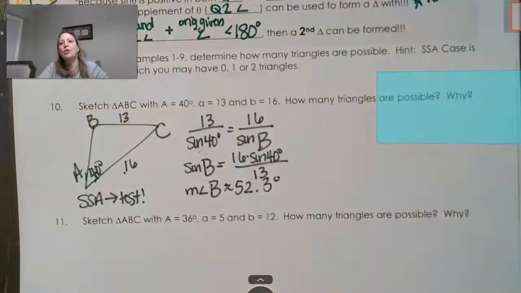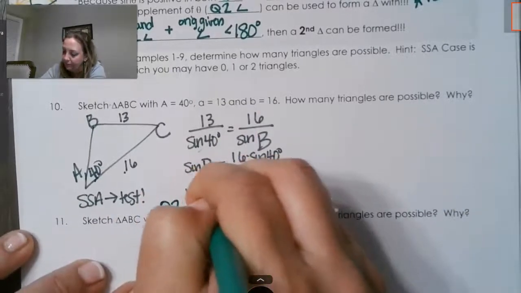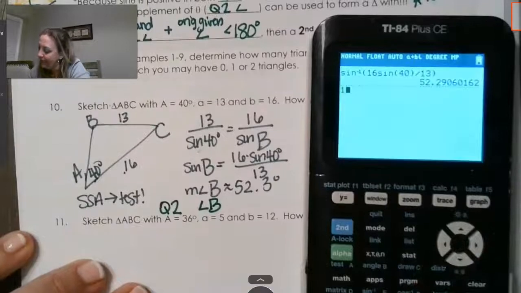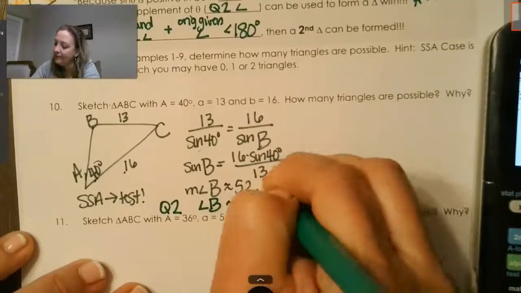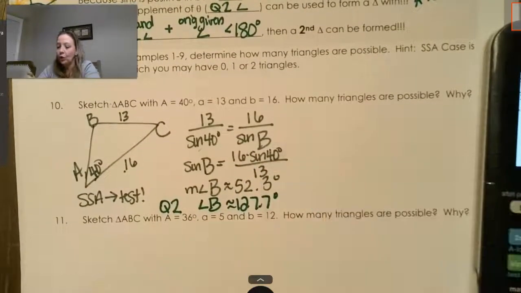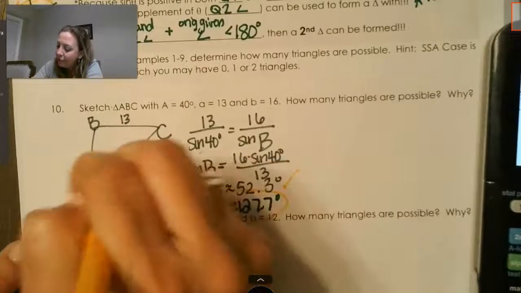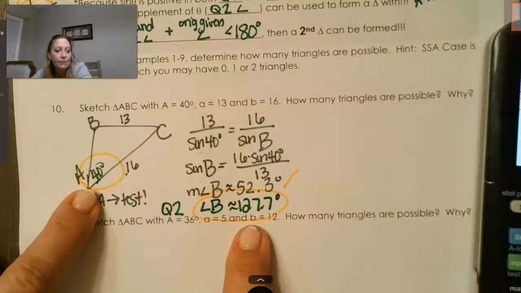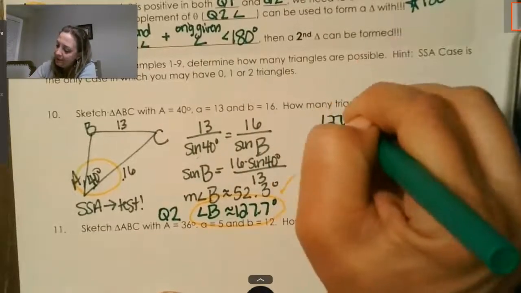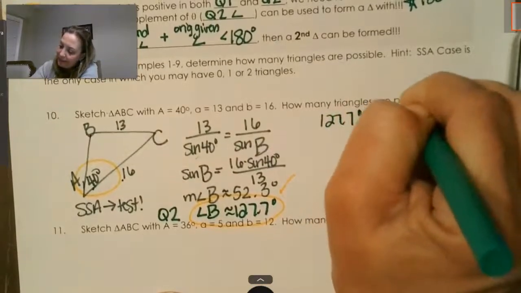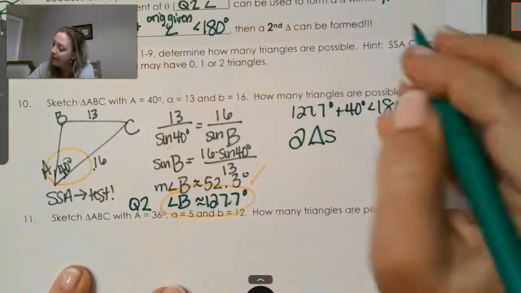Okay? So now let's look at the quadrant 2 angle B. That would be 180 minus 52.3. So that would give me 127.7 degrees. Now this is definitely going to be a possibility, okay? But could I also make a triangle with this angle B and 40 degrees? And I see that 127.7 plus 40 degrees is less than 180 degrees. So I'm going to say that there are 2 triangles possible.